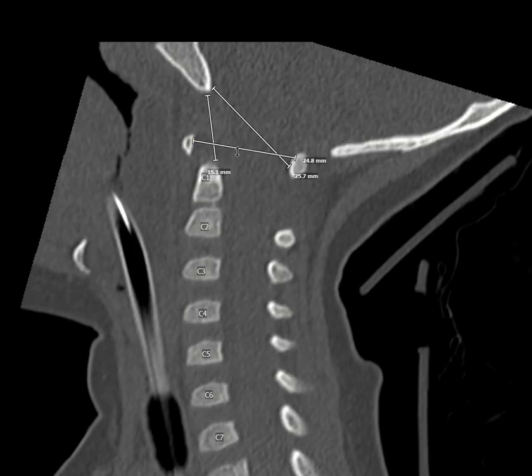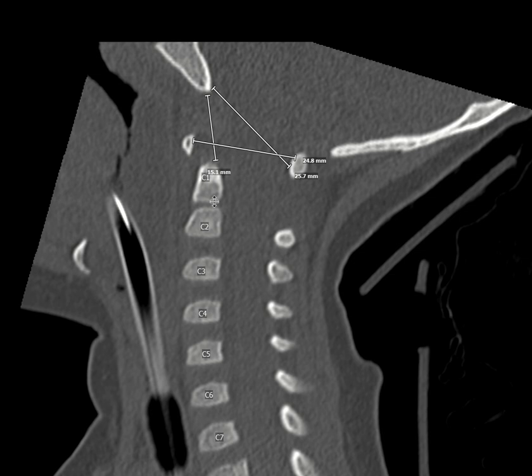This is the Powers ratio. I usually don't draw this one, but based on all this information, we know that there is craniocervical dissociation. I will show you more images, but this is the way that we measure the Powers ratio, and if it's more than 1, it is also an indication of craniocervical dissociation.